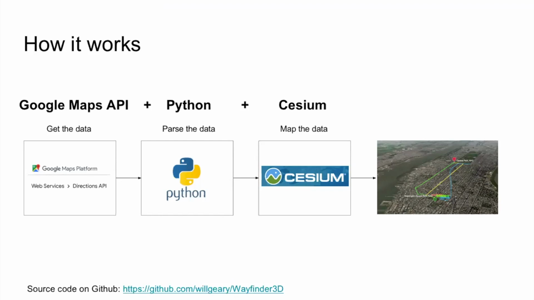Wayfinder3D is primarily a Python script that parses this data, and then generates a web application using Cesium, which is a JavaScript library for 3D globes. Has anyone heard of Cesium or used it before? It's pretty cool. It's kind of like Google Earth, but the entire thing is open source, and you can build your own custom applications with it. I'll do a quick demo at the end so you can see how this works from the user's end.